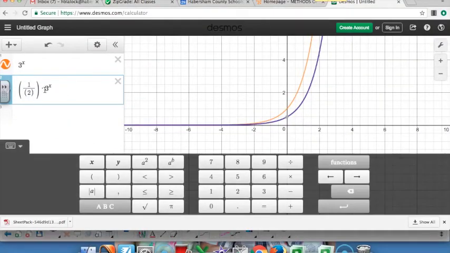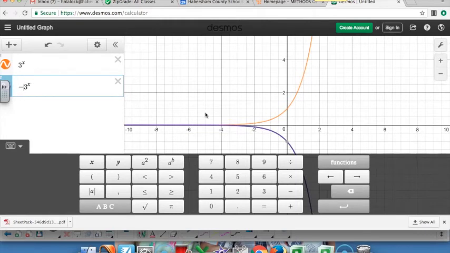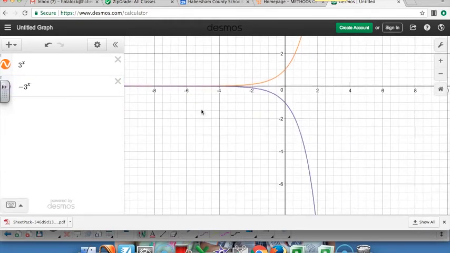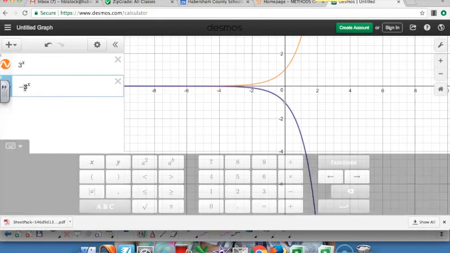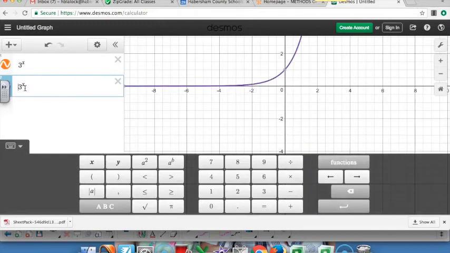I've got my 3 to the x here. If I multiply that by a -1, or just put a negative in front of it, then all it does is take that orange curve and flip it over. So adding that negative, all it does is flip it over.